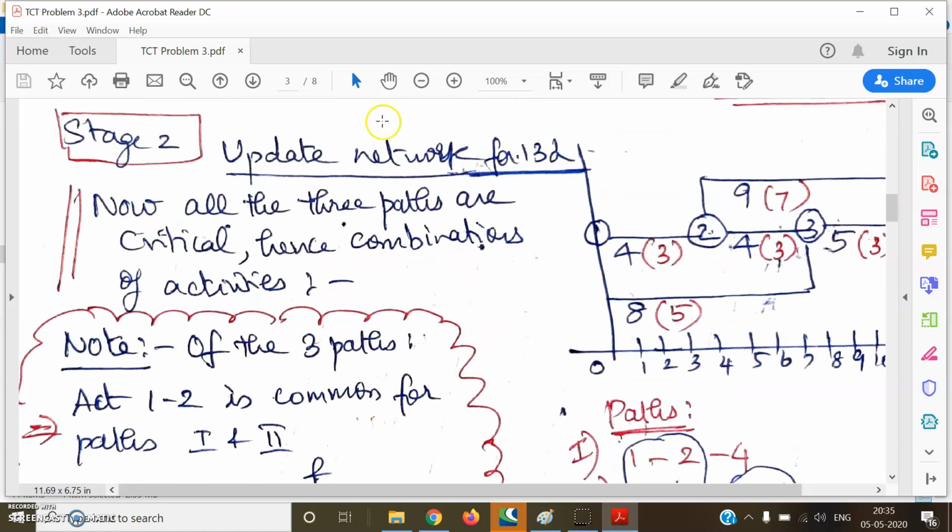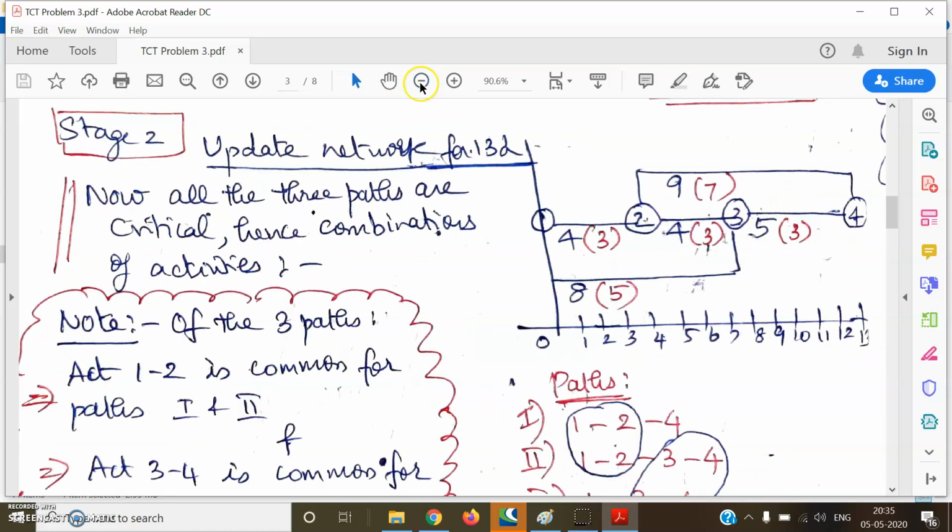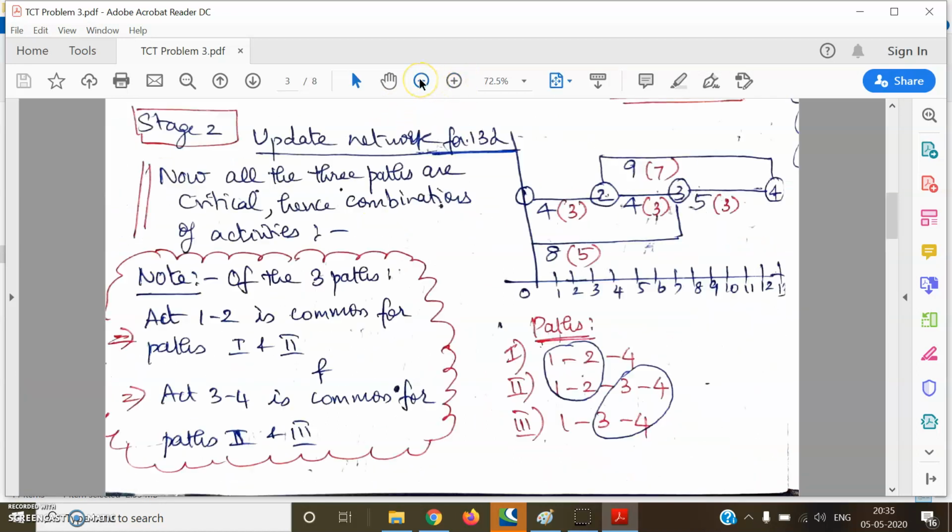Right. Now we'll go to stage 2. In stage 2, we have to proceed with the updated network. Unless we update the network, we cannot know what is the status or information to proceed with the crashing process. So we will go and update. We find that 2, 3 has been crashed by 1 day now, and the project duration is 13 days. And you see that all the 3 paths have become critical.